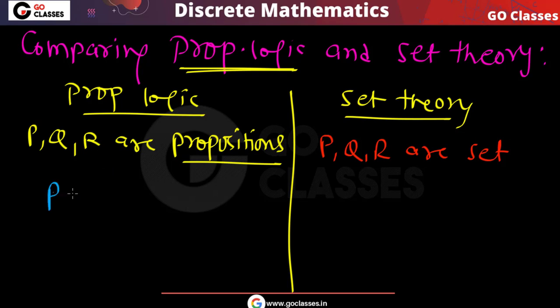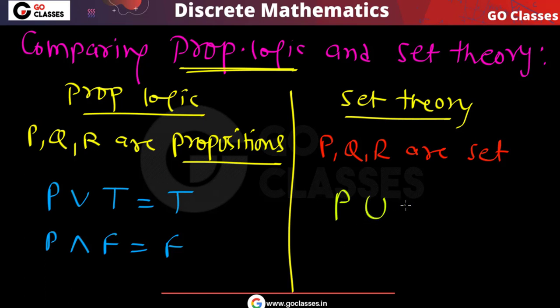Now you can notice this rule we have seen in propositional logic. For example, P or true is basically true. Similarly, P and false is basically false. This type of rule we have seen in propositional logic, and similar rules we have seen in set theory also. In set theory, if P is a set, then P union the universal set is the universal set, and P intersection phi is basically phi. So you can notice there is a similarity here.